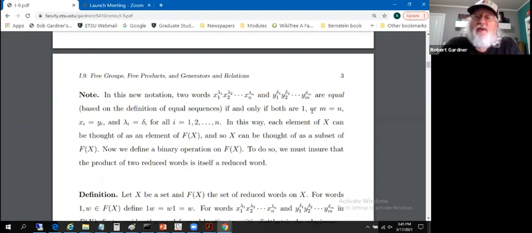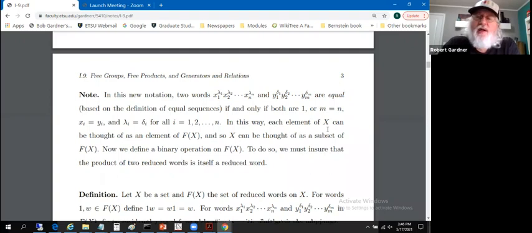Or if m equals n, the length, as it were, is the same. The last one here had a subscript of n, the last one here has a subscript of n, so m equals n. And the corresponding letters, x sub i and y sub i, are the same, and the corresponding exponents are the same. So they're equal if they're identical in terms of the letters used and the exponents used.